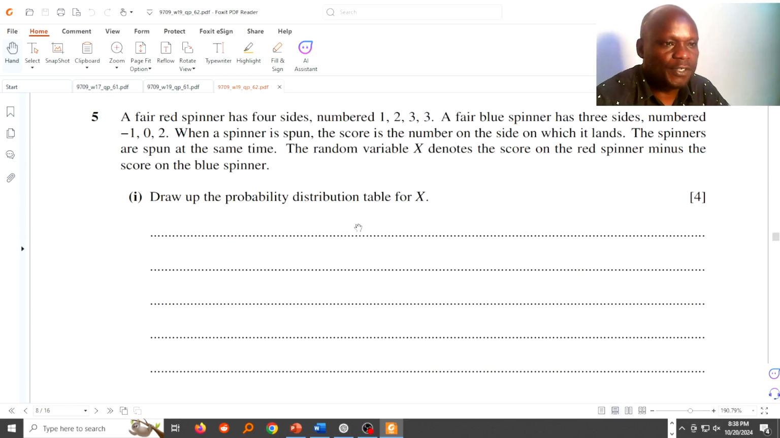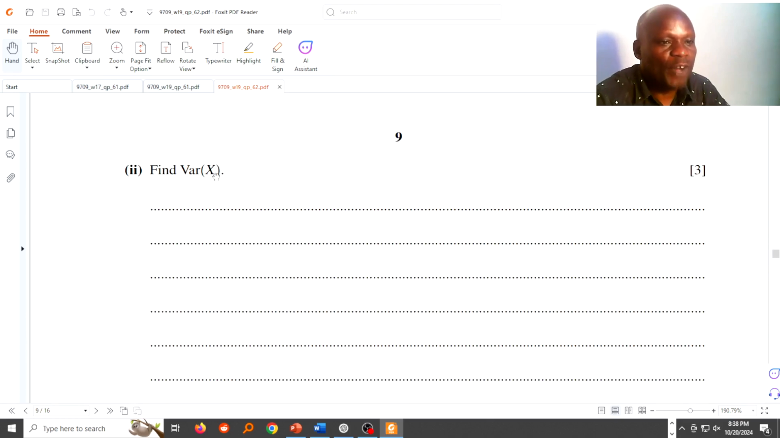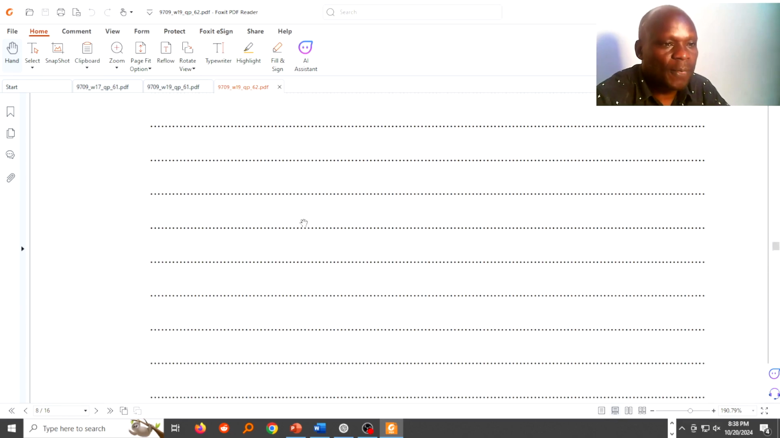So question 5 reads: a fair red spinner has 4 sides, numbered 1, 2, 3, 3. A fair blue spinner has 3 sides, numbered -1, 0, 2. When a spinner is spun, the score is the number on the side on which it lands. The spinners are spun at the same time. The random variable X denotes the score on the red spinner minus the score on the blue spinner. (i) Draw up the probability distribution table for X. (ii) Find the variance of X.